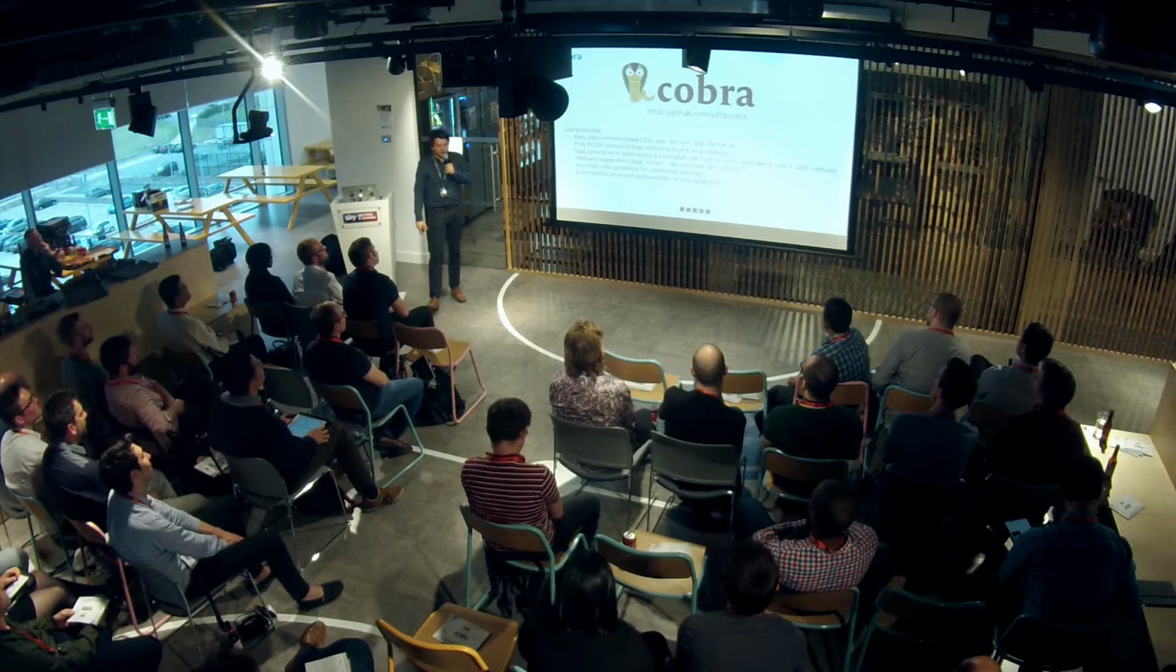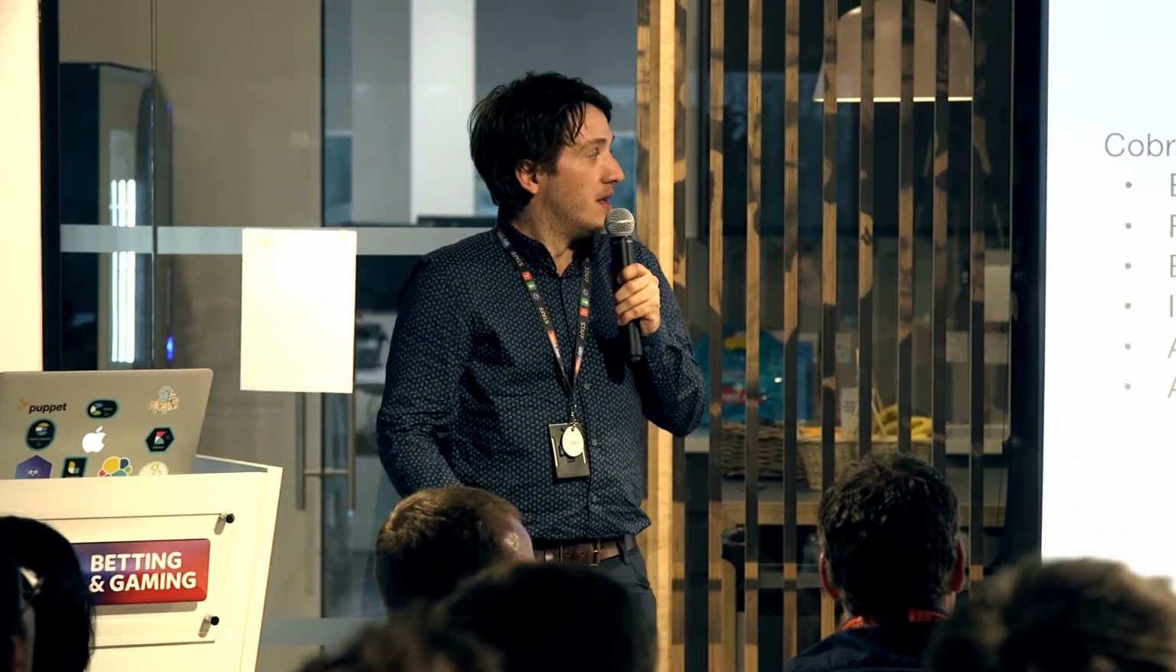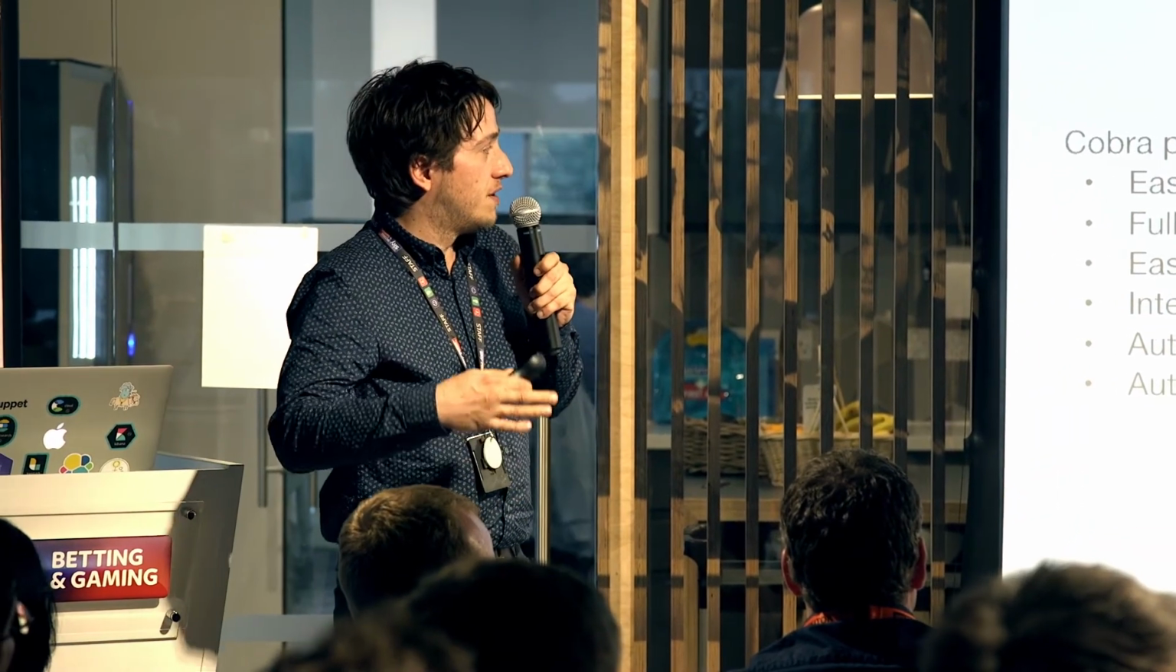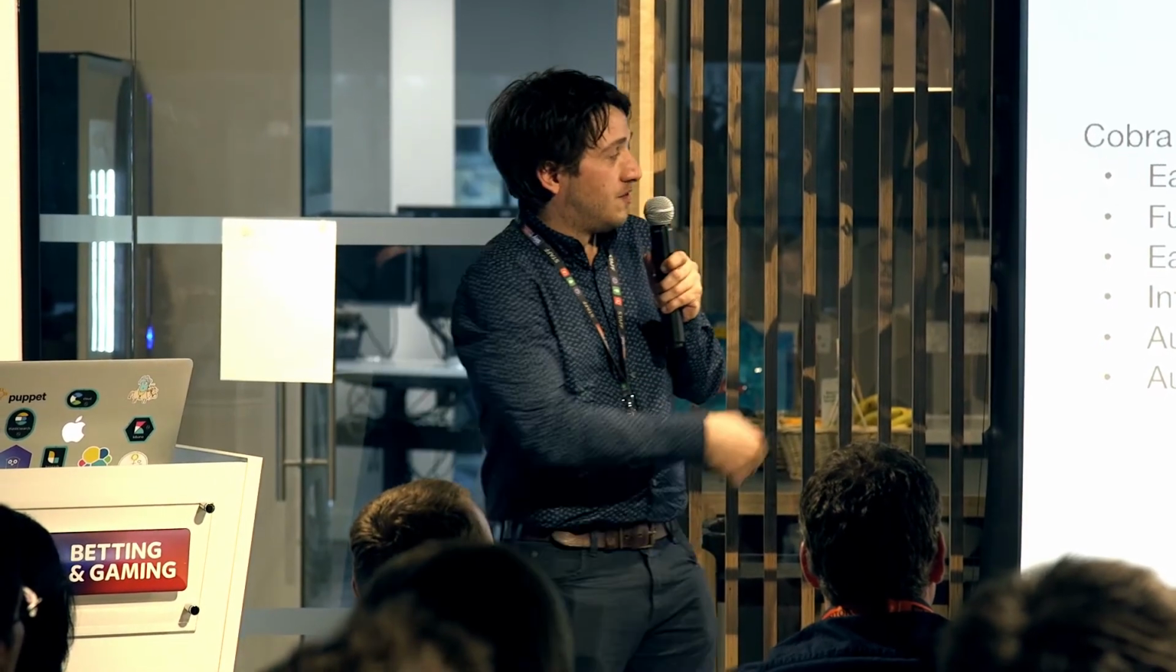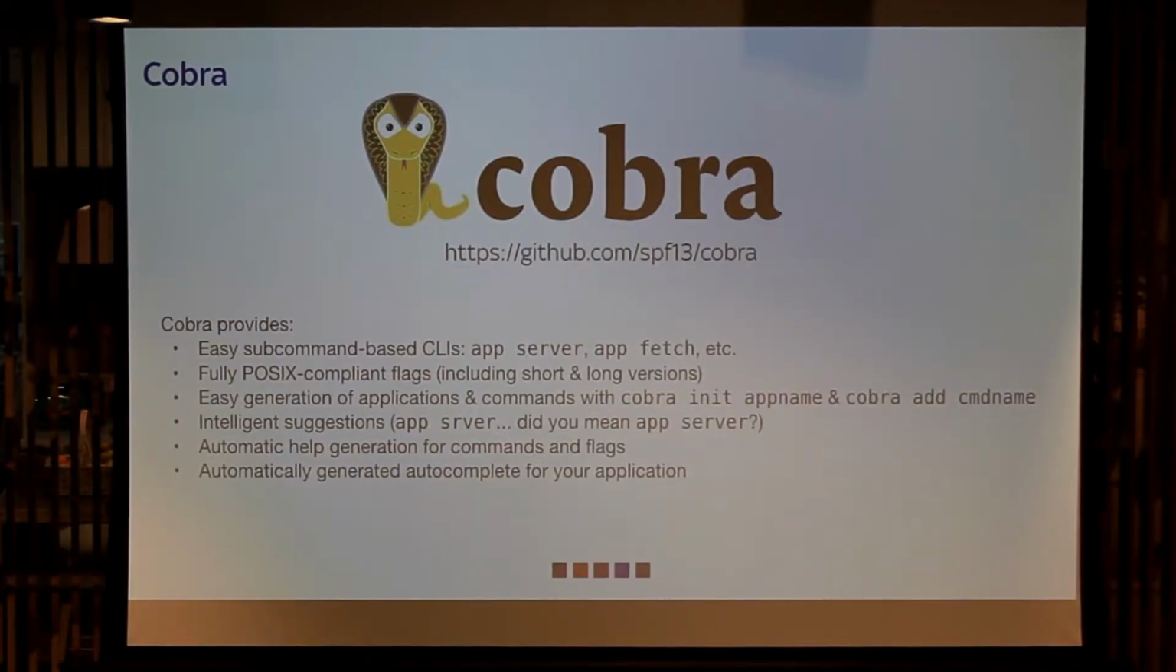So Cobra, it's open source. It's on GitHub. That's the URL. This is some of the README that comes along with it. Just to talk about this a bit, it's a library that gives you easy subcommand-based CLIs. So you can have an application called app with a subcommand called server, and you can make that command do something. Similarly, app fetch, you can create whatever commands you want. These commands are fully POSIX compliant with flags, so you can have global flags for the application, local flags for the subcommands. You can pass flags through to other commands that are being run by Cobra. And I'll show you what I mean by that in a second.